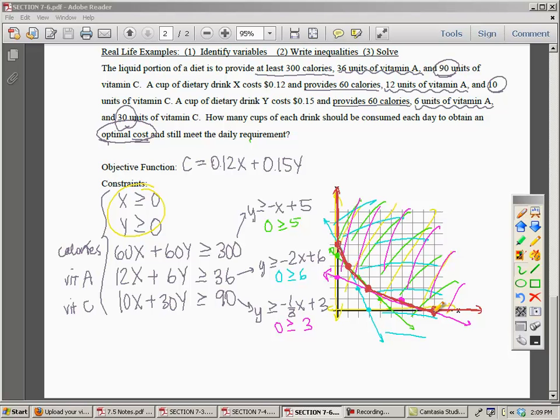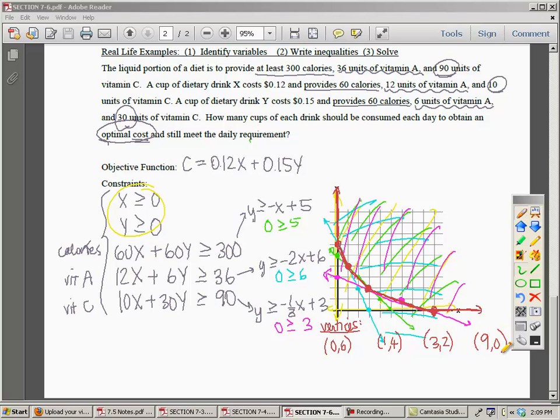Okay, so I need to figure out the optimal cost. Now, let's talk first about vertices, because I want to know if I want a maximum or a minimum. So I have a vertex (0, 6). I have a vertex (1, 4). I have a vertex (3, 2). And I have a vertex (9, 0).